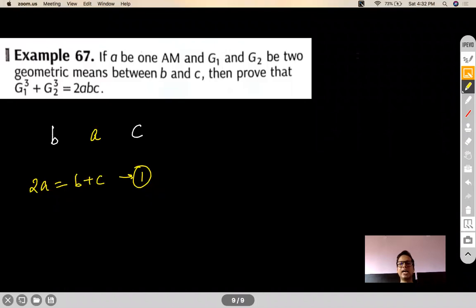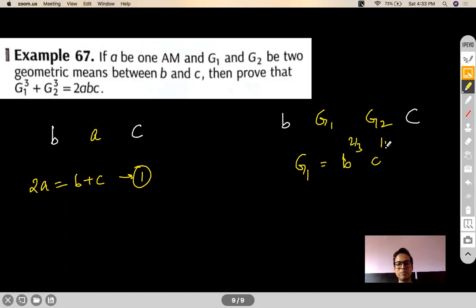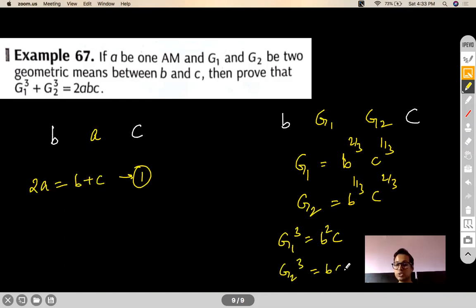And we have also been provided that between B and C, there are two geometric means inserted, G1 and G2. G1 we already know is b to the power 2 by 3, c to the power 1 by 3. G2 is b to the power 1 by 3, c to the power 2 by 3. Correct? So G1 cube will be b square c. G2 cube will be b c square.